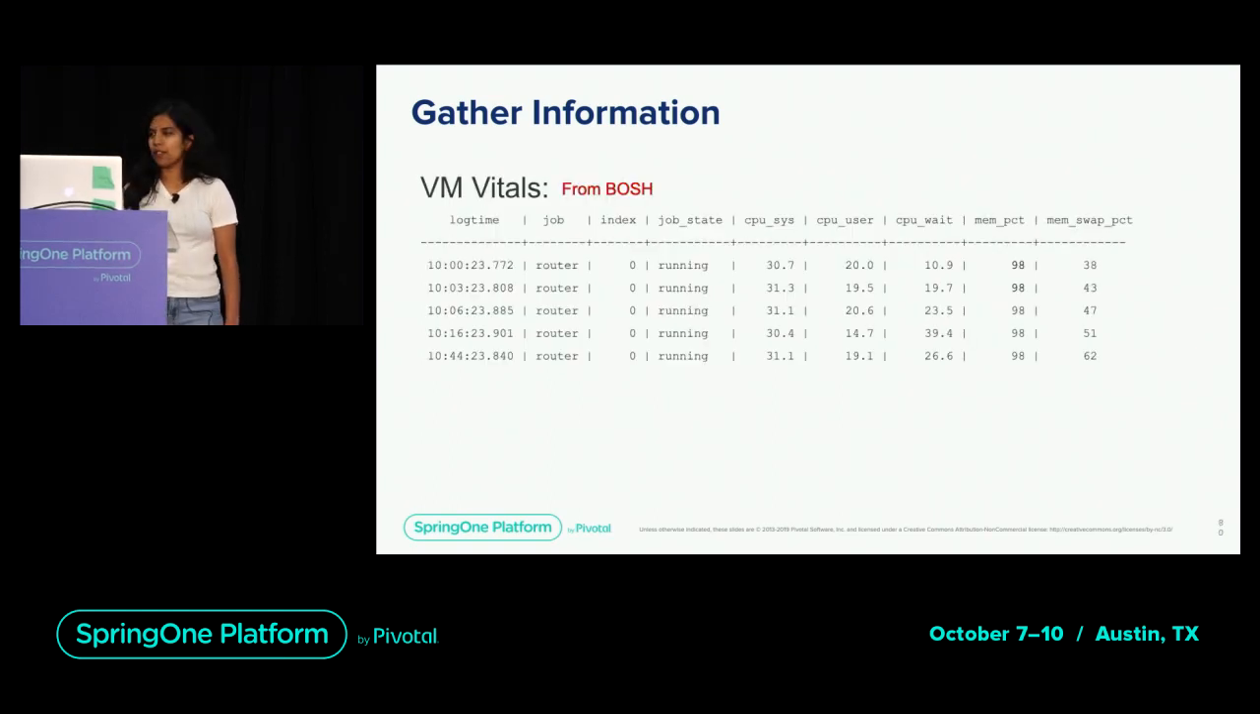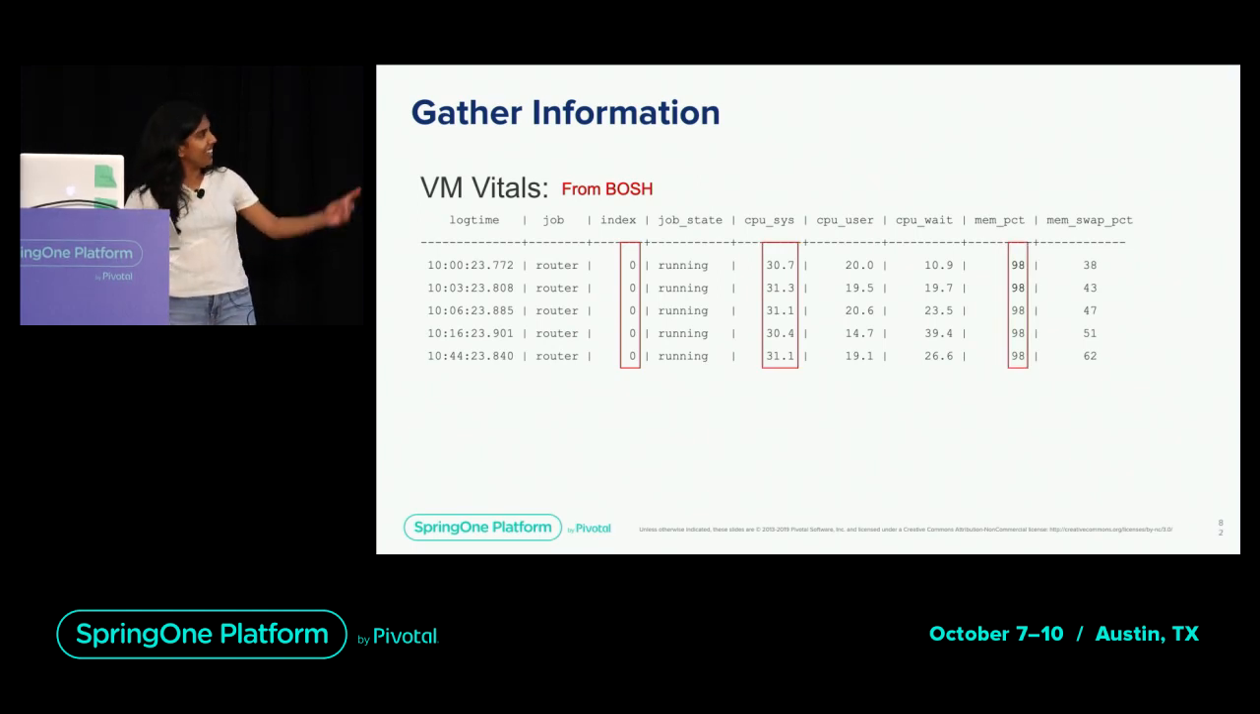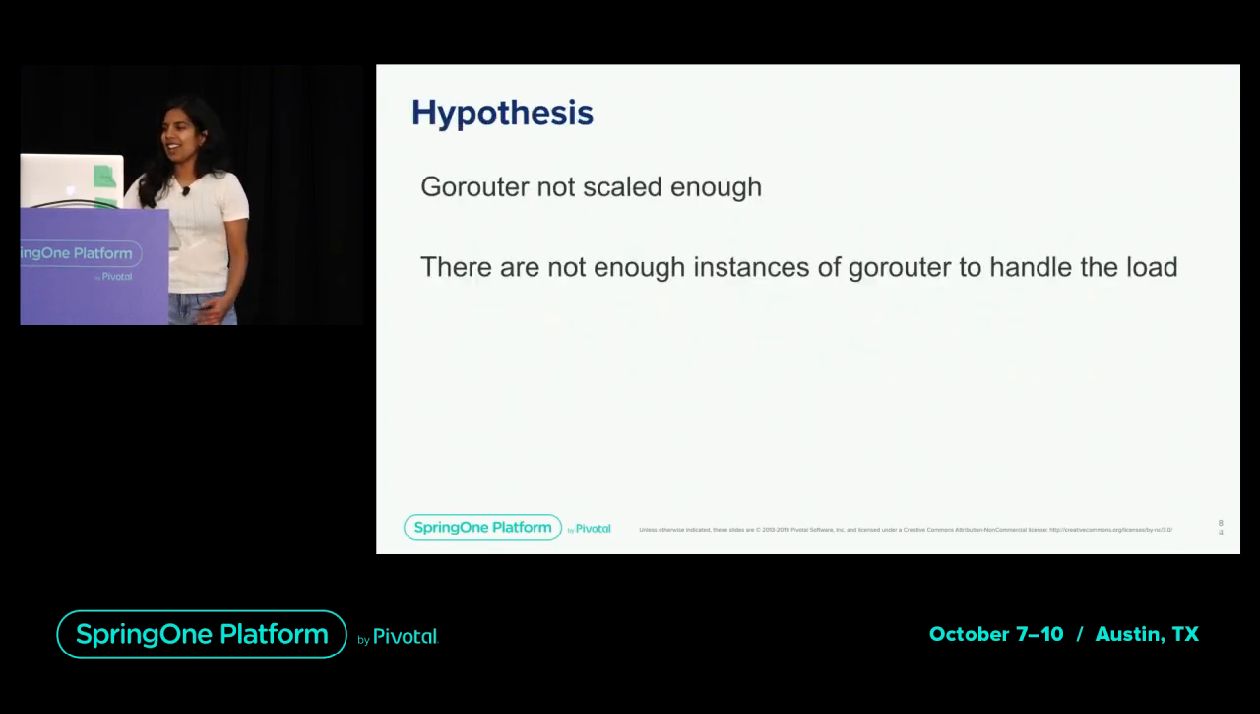This is all stuff that you can get from BOSH, and it can tell you about the health of the VMs. And this snippet happens to be from just router instance 0, and this is one of the VMs that was experiencing the high memory problem. So you can observe here that the memory is high at like 98%, but that the CPU usage is pretty low, around 30%. And another interesting observation is that over time, the memory swap percentage is actually increasing on this router. So we've seen high memory and the memory swapped is increasing over time, so a hypothesis could be that the GoRouter isn't scaled enough, and there aren't enough instances to handle the load.